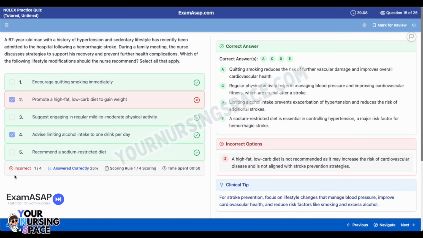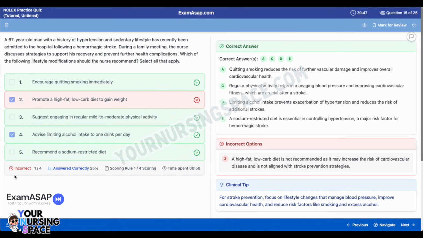Rationale. Correct answers: A, C, D, E. A. Quitting smoking reduces the risk of further vascular damage and improves overall cardiovascular health. C. Regular physical activity helps in managing blood pressure and improving cardiovascular fitness, which are crucial after a stroke. D. Limiting alcohol intake prevents exacerbation of hypertension and reduces the risk of additional strokes. E. A sodium-restricted diet is essential in controlling hypertension, a major risk factor for hemorrhagic stroke.